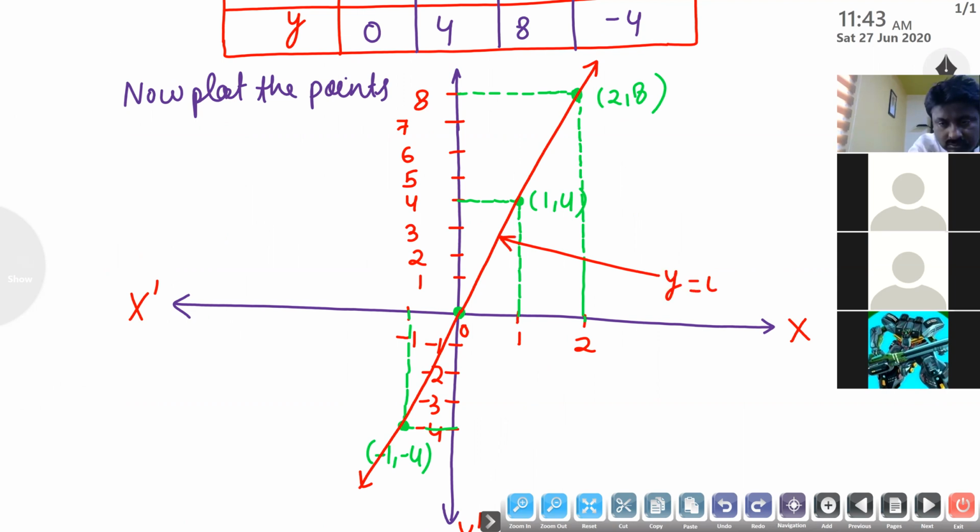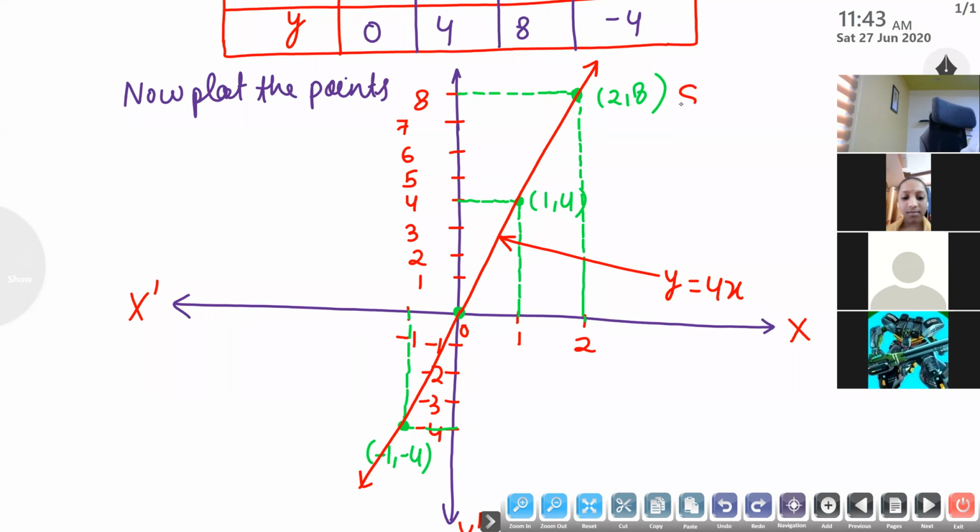Always, students, keep in mind, if I want to draw any linear equation, that graph will always come as a straight line. If your graph is coming zigzag, your answer is wrong. Now this line is called y is equal to 4x. Now in the right corner, I want to mention the scale. I have written the scale here: 1 unit is equal to 1 centimeter. Now this is the final graph.